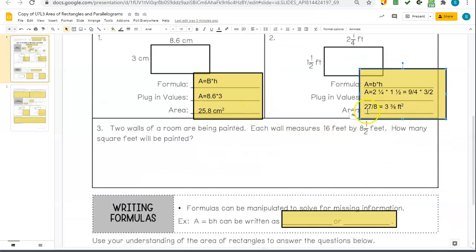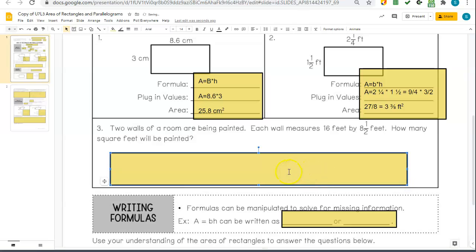Anytime we're dealing with fractions, we're just going to multiply them like we would any other term, and we can multiply decimals just like we do any other term. Now, 2 walls in a room are being painted. Each wall measures 16 feet by 8.5 feet. How many square feet will be painted? Well, let's think about that one. I forgot to put the little box in here, so I'm going to put a little box in here.